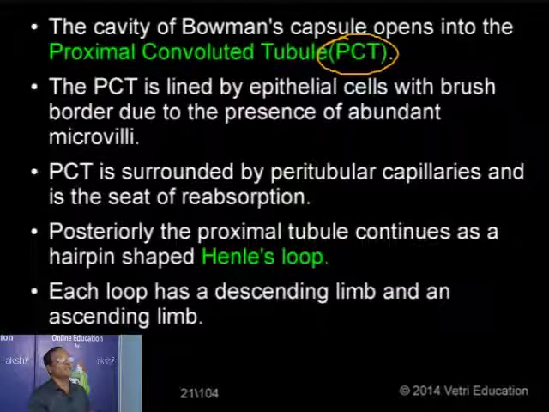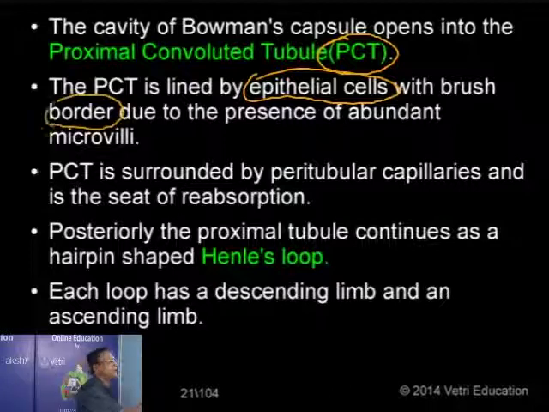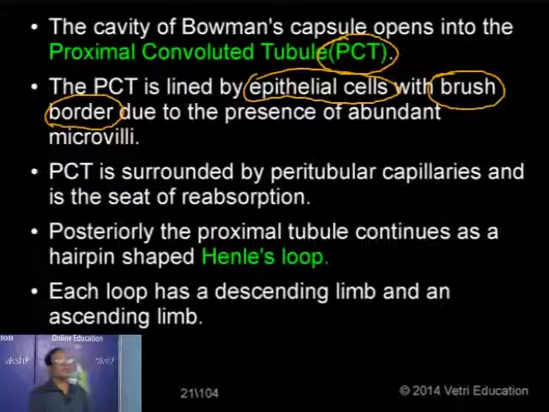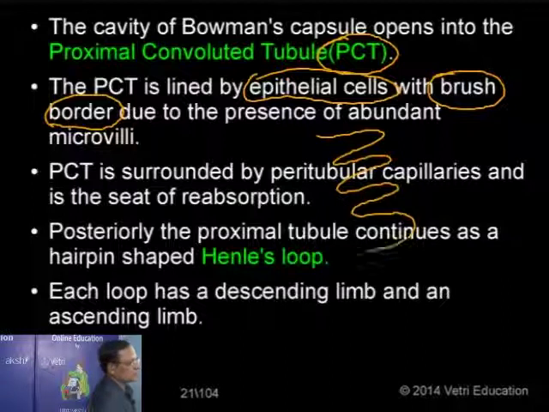Now what is the nature of the cells of this PCT? It is normally lined with normal epithelial cells, and these cells have a brush border. Where you come across a brush border in the nephrons, particularly in the first part of the renal tubule, namely the proximal convoluted tubule, this is because the cells have many projections, the microvilli.